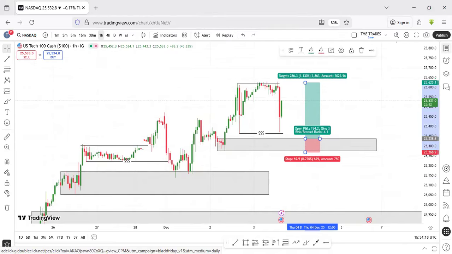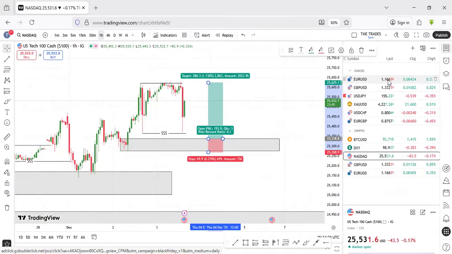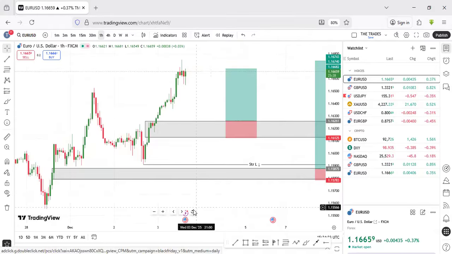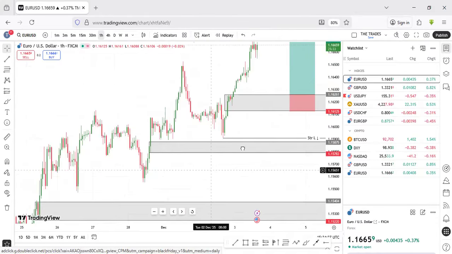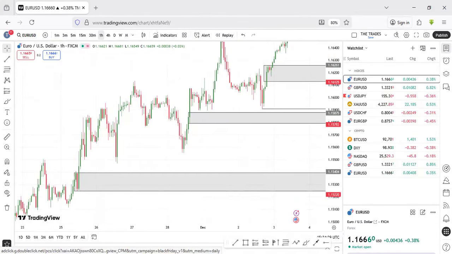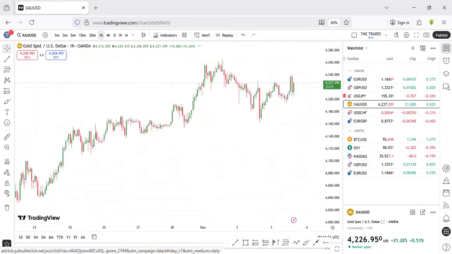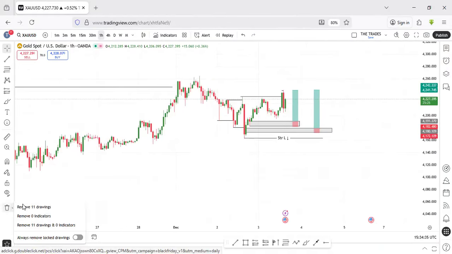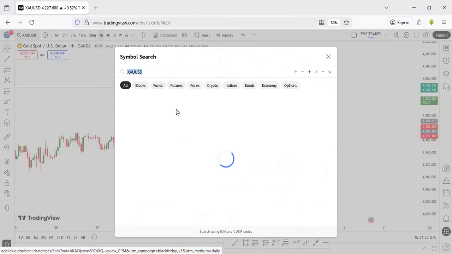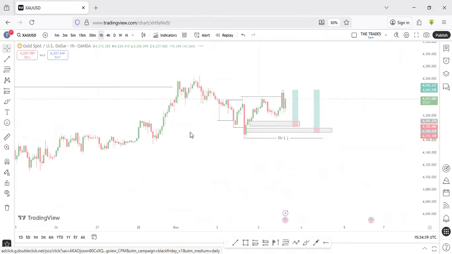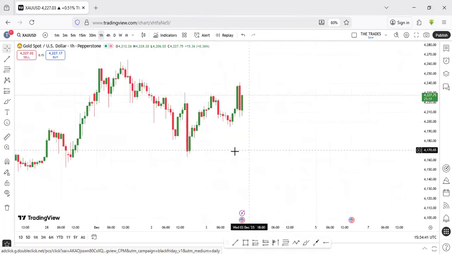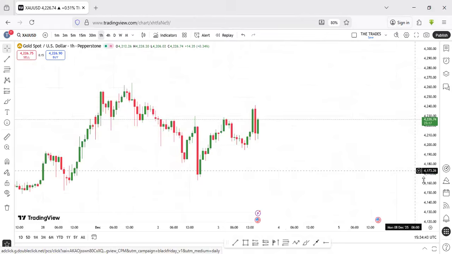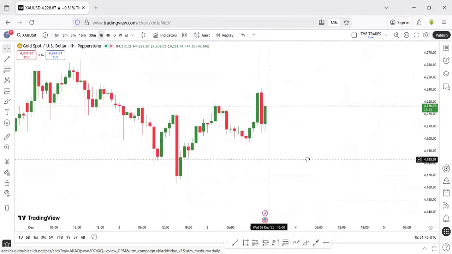So let's quickly go back to gold. Let's use EURUSD. Now, as you can see right now, let's use gold for this. Let's quickly delete everything that we have already done here, or let's use another gold pair. Okay, now as you can see right now, we have this on gold.